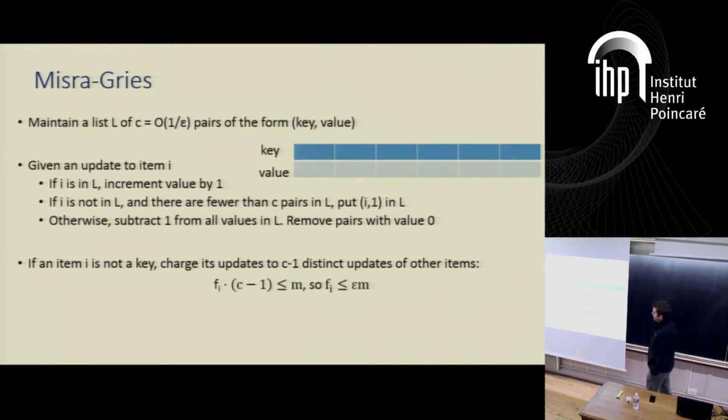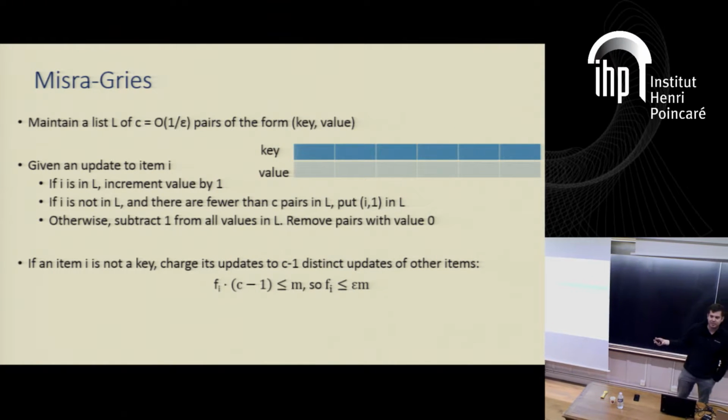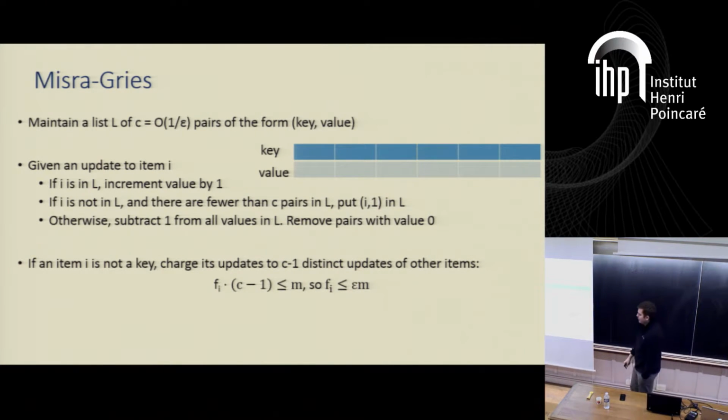But we set C to be 1 over epsilon, which means that the frequency of item I is less than epsilon M. So if item I does not appear in this table at the end of the stream, it means that's because its frequency was small. This is the standard Misra and Gries.